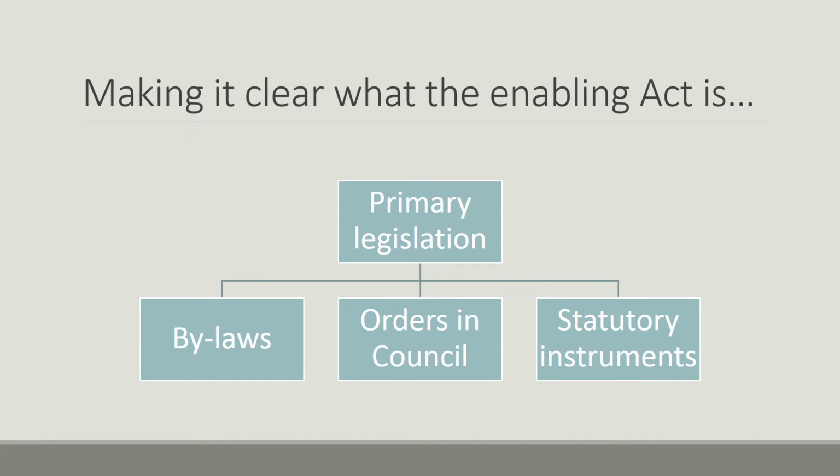The first thing to note about delegated legislation is that you need to be completely clear about the difference between primary legislation, shown at the top here, which are acts made by Parliament, and the delegated legislation, which is bylaws made by local councils and public companies, orders in council made by the Privy Council, and statutory instruments made by government ministers. All of these laws on the lower tier are secondary legislation and can only be made under the authority of an enabling or parent act passed by Parliament as primary legislation.